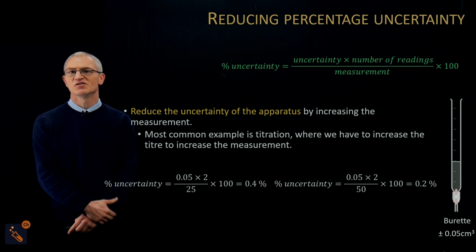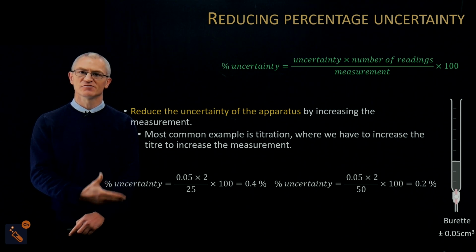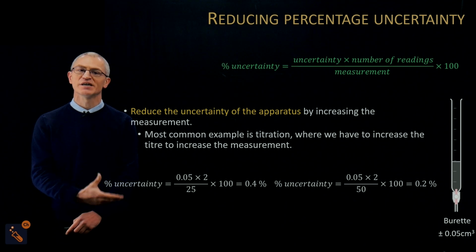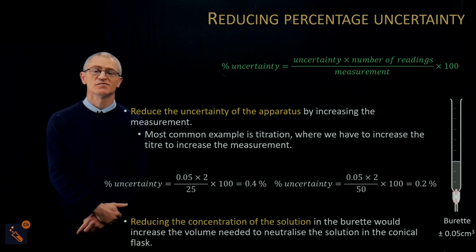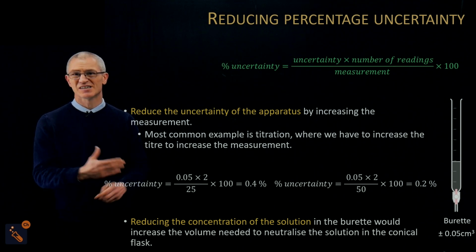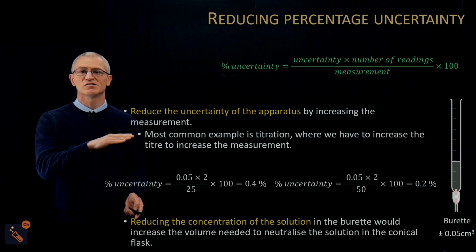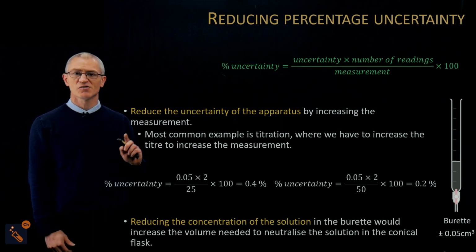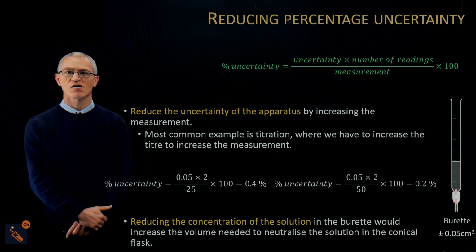Now, the important thing is not just that we change that, but how do we do that? It's really important. So if you want your extra marks in your questions, make sure you describe how. We do that by reducing the concentration of the solution in the burette. That means there's less moles per decimetre cubed, which means you need more decimetre cubed or more centimetres cubed to neutralise your solution in the conical flask. So make sure you mention both. I will increase the volume of the titer, and I'll do that by reducing the concentration of the solution.